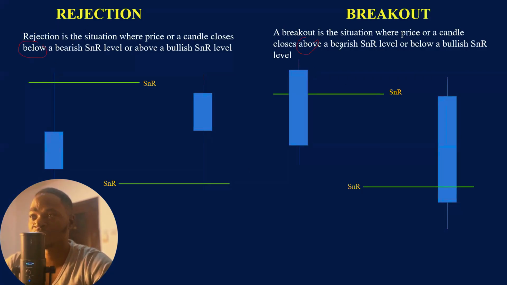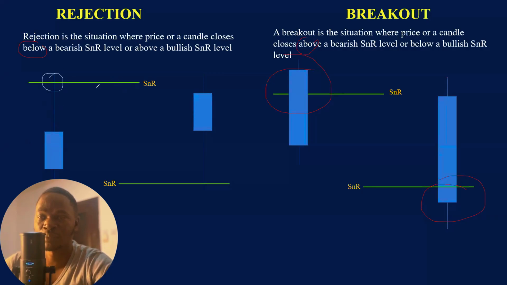So we have a bearish SNR, price closes above it, then we have a breakout. We have a bullish SNR and price closes below it. Here we close below, here we close above. So that's the difference. And you see here, I want to change the color here. Okay, we close below.